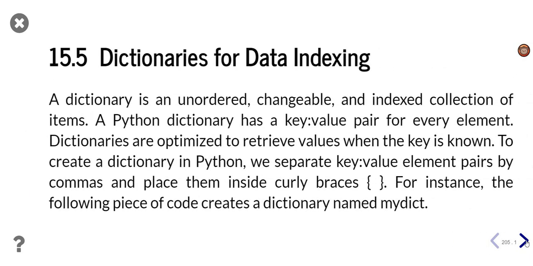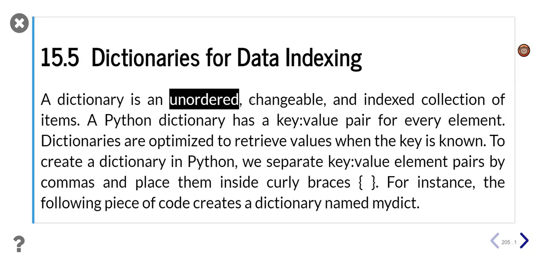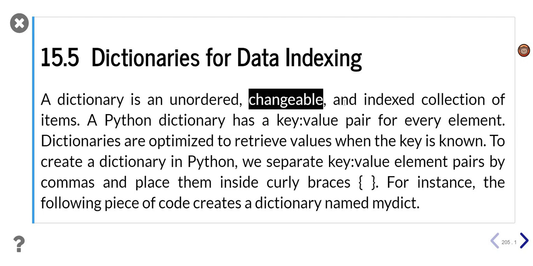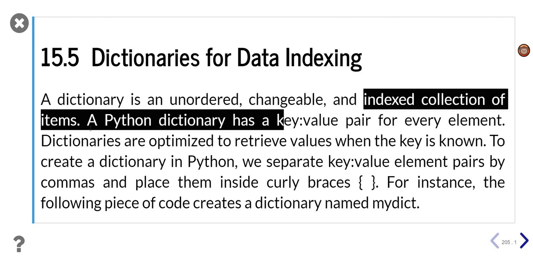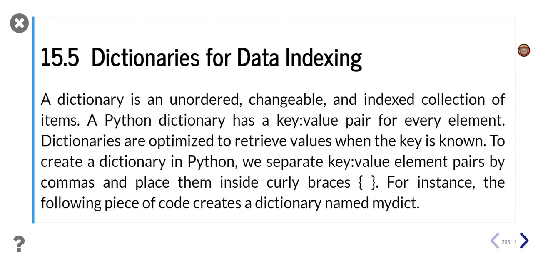So let's go to the last one, which is dictionary for data indexing. Now dictionary, as mentioned, is unordered, but it is changeable, and consists of indexed collection of items. So this is what I said, that similar to the switch, it has the key and value pair. Remember, switch has the switch statement, which is a key, colon, value for every element. So dictionaries are optimized to retrieve values when the key is known. So in order for you to retrieve any information, you need to know the key.